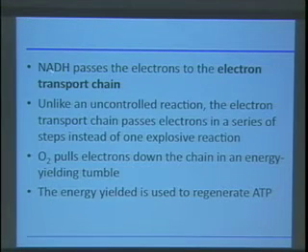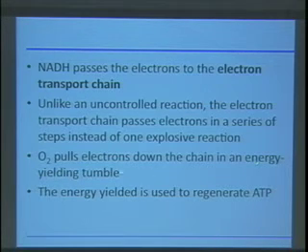All right, so NADH passes electrons into what's called the electron transport chain. And we're going to talk about this in much more detail later this week. But the important thing here is to know that this is not an uncontrolled reaction. So the electron transport chain, it really is a chain. It's a chain of reactions that passes electrons along in a series of steps so that we don't just get one explosive reaction of glucose with oxygen, which would not be very useful, but in fact allows cells to harvest energy along the way. Oxygen pulls electrons effectively down this chain in an energy-yielding tumble.